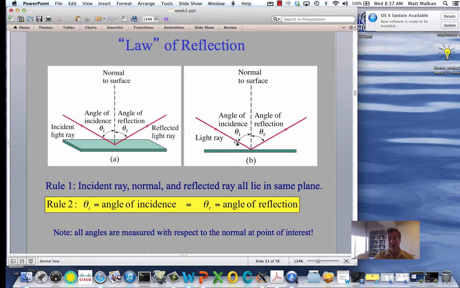Here's a side view of it. So this angle is the same as this angle. Gosh, that looks so simple. But if we use that, it's actually going to turn out to be very powerful. Let's start solving some problems here.